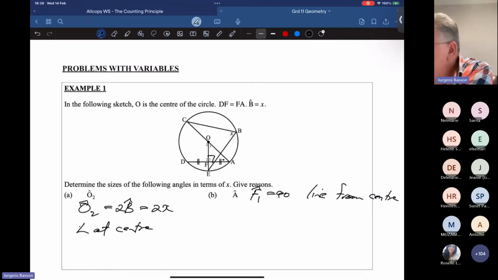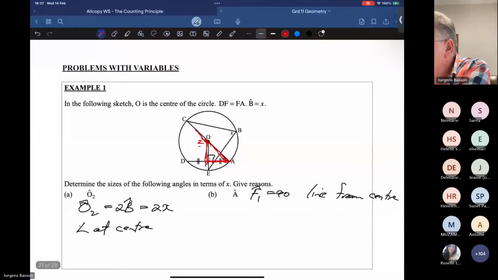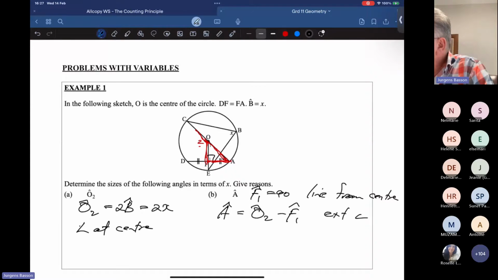Again, not too difficult. It's a very easy little definition. If I can just highlight it a little bit for you, so that you can all see it. If you look at that triangle, the exterior angle, which is O2, is equal to angle A plus F1. So it means we can say that angle A, how will we find it? Angle A, we will take angle O2 and subtract F1. And that is the exterior angle of a triangle.